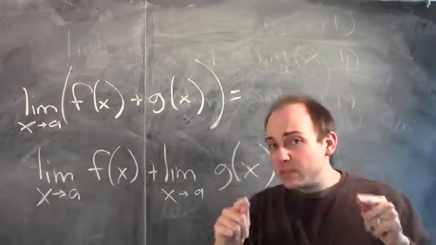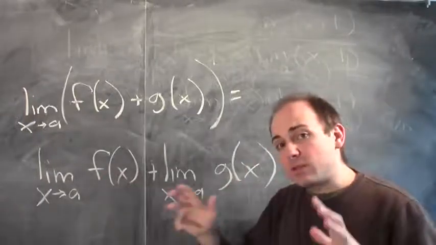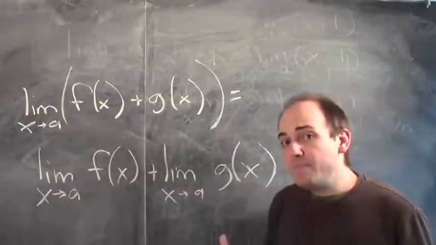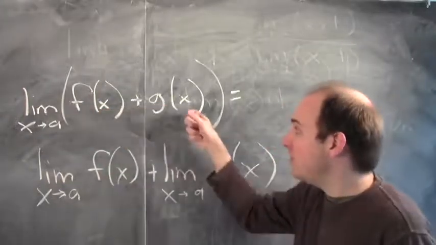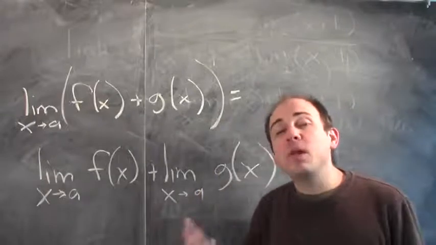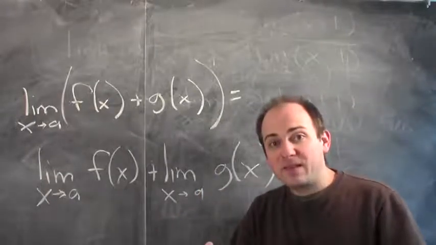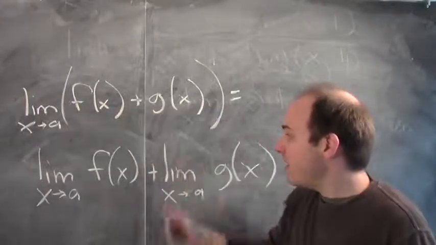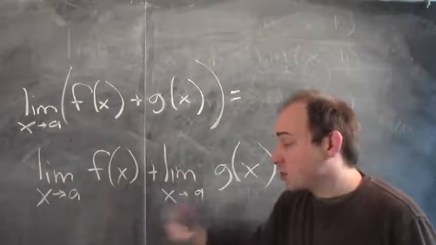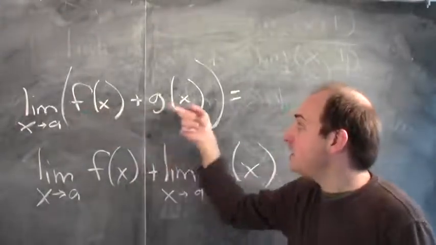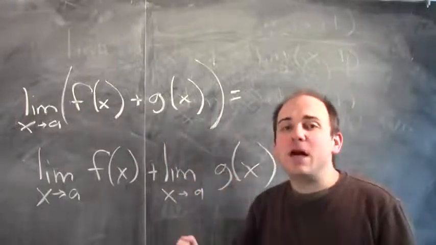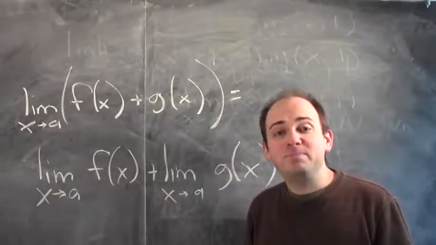But if you can promise me that you can make f of x close to L and g of x close to m, then I can turn back and promise you that f of x plus g of x is as close to L plus m as you like. Right? If I want to make this close to something, I just ask you to make f of x close enough to L and g of x close enough to m so that f of x plus g of x is as close as you like to L plus m.